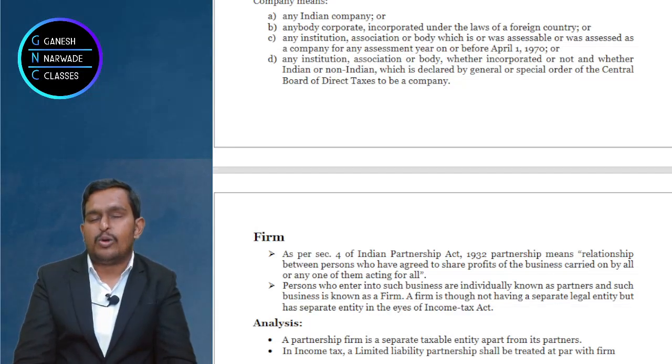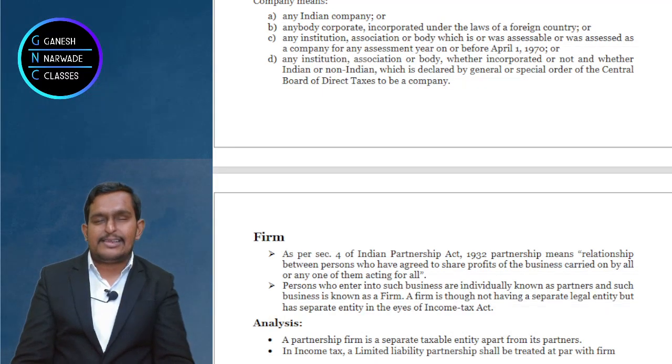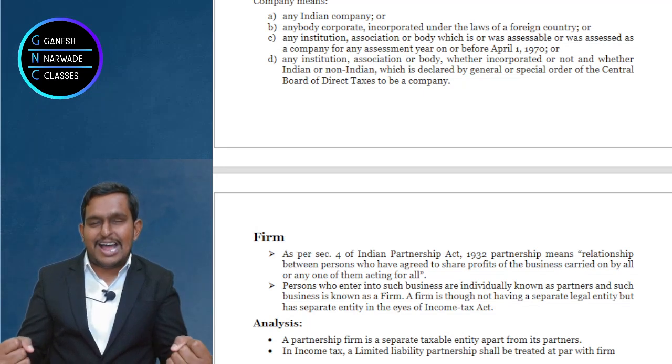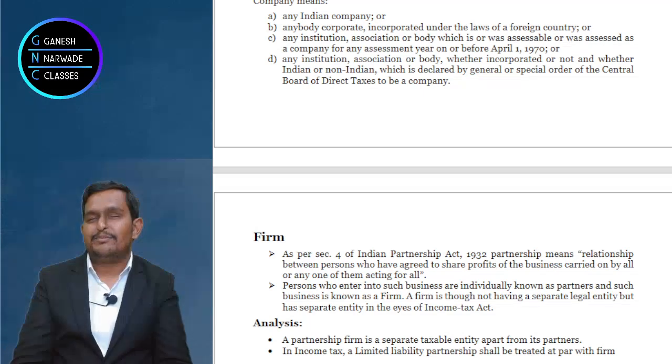So we understood four things: individual, HUF, company, partnership. Now come to AOP BOI. AOP stands for Association of Persons. BOI stands for Body of Individuals. Suppose example, there is a gym chain by Hrithik Roshan and Tiger Shroff. What is the name? Cult Fit, Cure Fit, Mind Fit, whatever fit, but it is there, right?